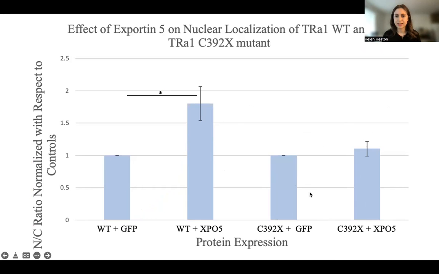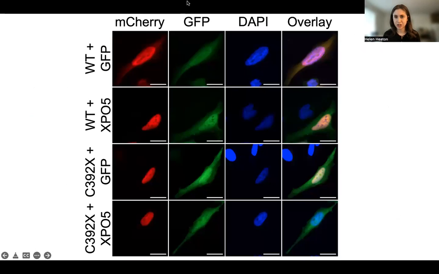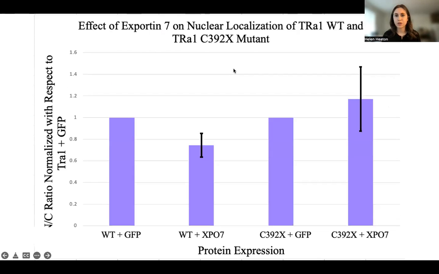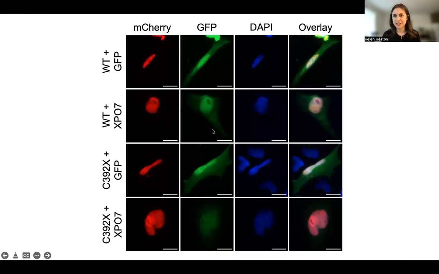And that is illustrated a little bit more clearly here in these images. And the same ultimately was true with exportin 7. Between the control and the exportin 7 conditions, there wasn't a change in where I found the C392X version of TR alpha 1. And again, here's an image that somewhat illustrates that.